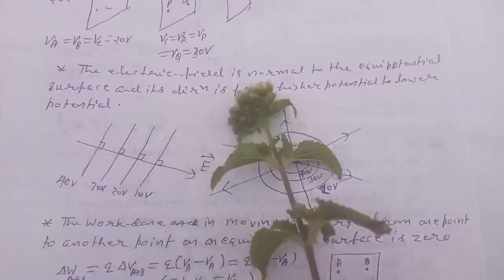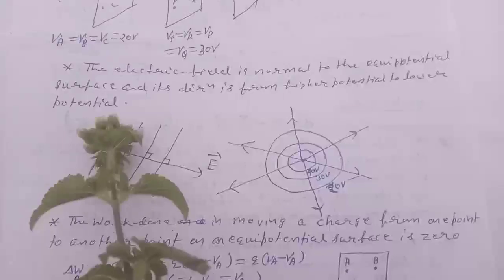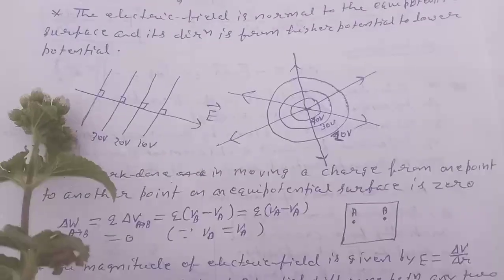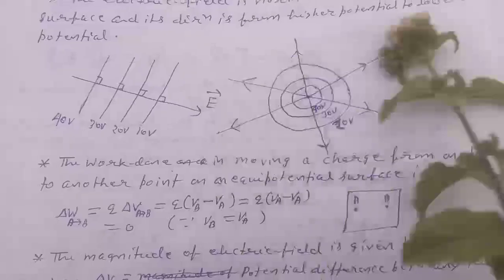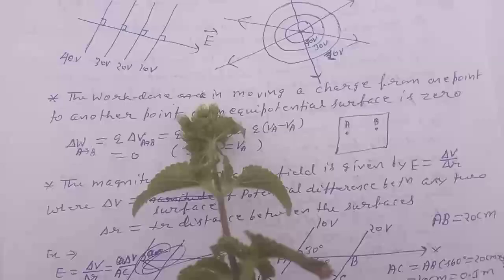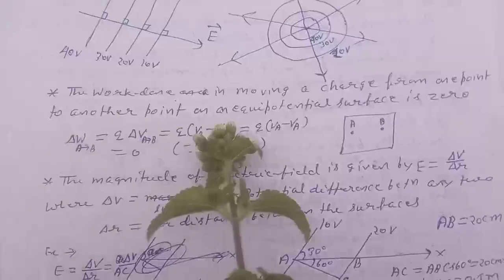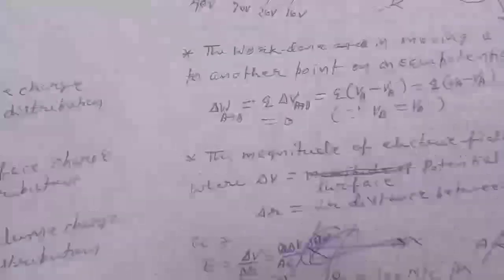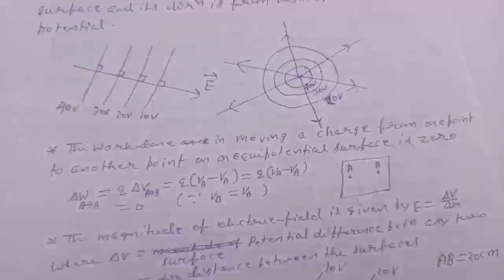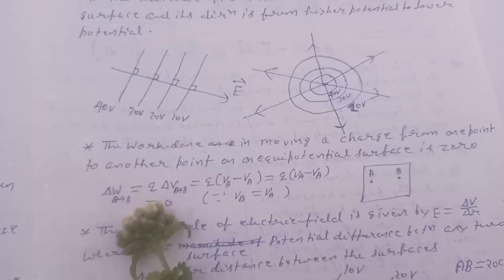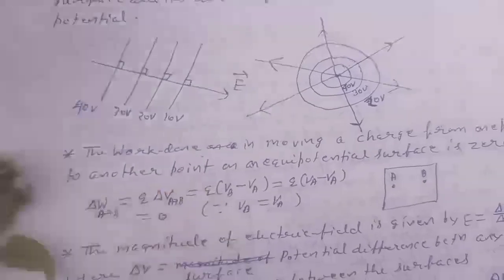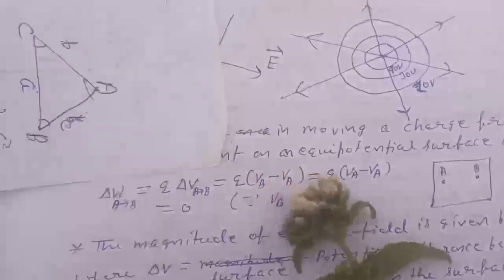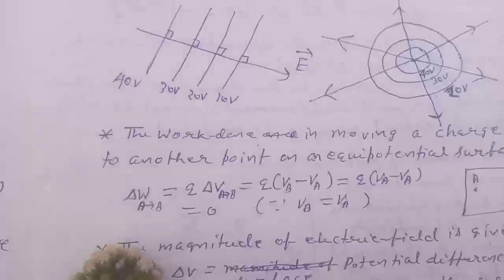The electric field is normal to the equipotential surface and its direction is from higher potential to lower potential. Here it is shown. The work done in moving a charge from one point to another on an equipotential surface is 0. Delta W from A to B equals Q into delta V from A to B, which equals Q into VA minus VB, equals Q into VA minus VA, equals 0.